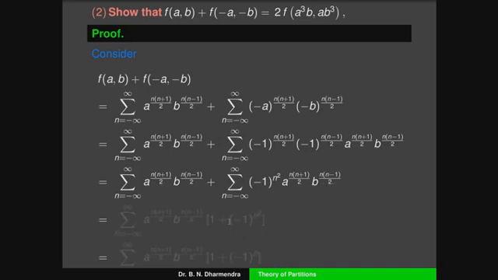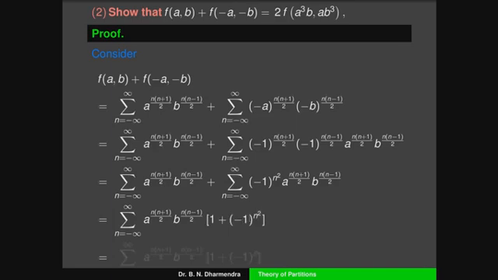So therefore, both the series are running from minus infinity to plus infinity and the common term is a to the power of n(n+1)/2 into b to the power of n(n-1)/2. Taking the common factor, the remaining term is equal to the summation n running from minus infinity to plus infinity a to the power of n(n+1)/2 into b to the power of n(n-1)/2 into the first term 1 plus (-1) to the power of n square.